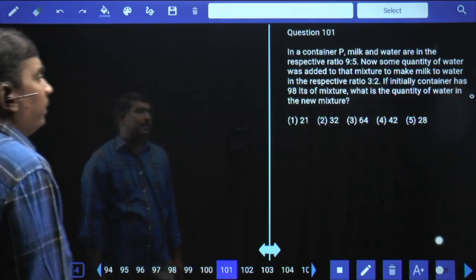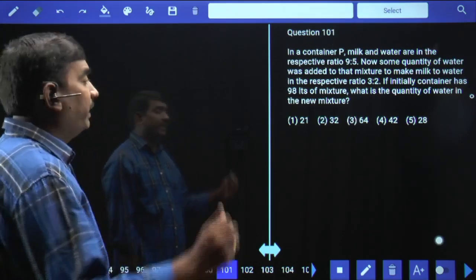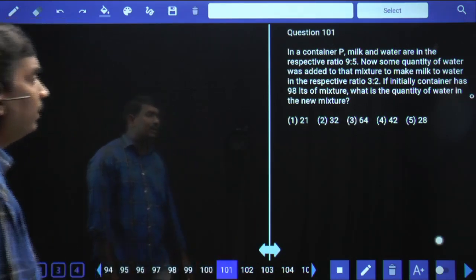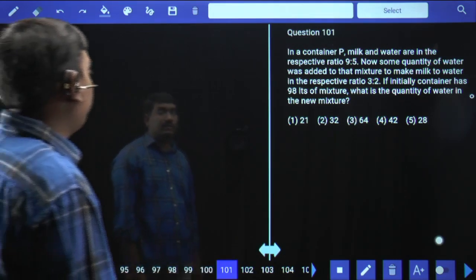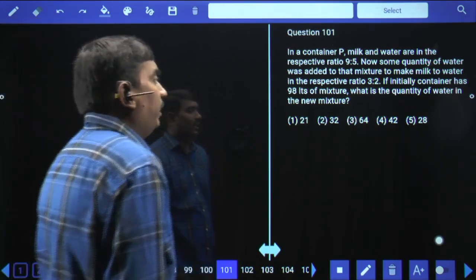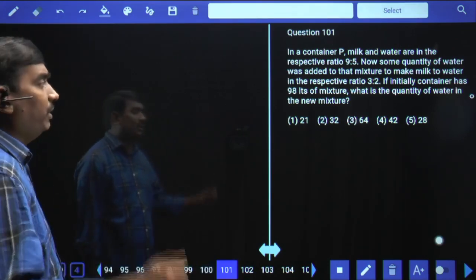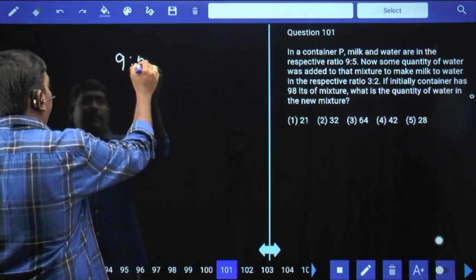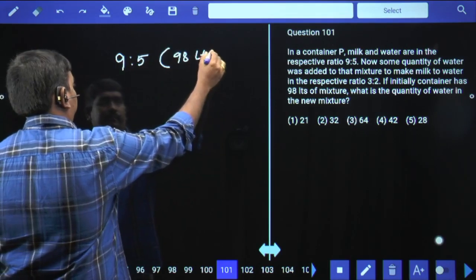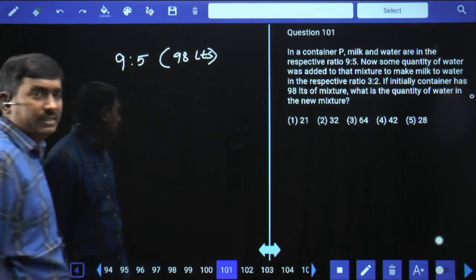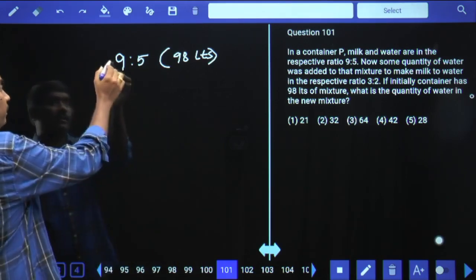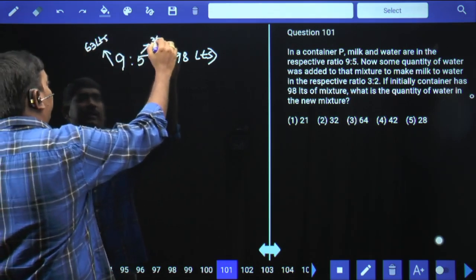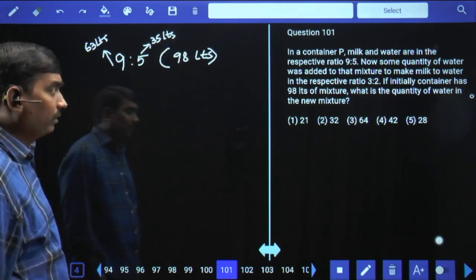In a container P, milk and water are in the respective ratio of 9:5. Now some quantity of water was added to that mixture to make milk and water in the respective ratio of 3:2. If initially the container has 98 liters of mixture, what is the quantity of water in the new mixture? Initial ratio 9:5, quantity 98 liters. 9 plus 5, 14 parts value 98, 1 part value 7. 9 sevens are 63 liters, 5 sevens are 35 liters. These are the initial milk and water.